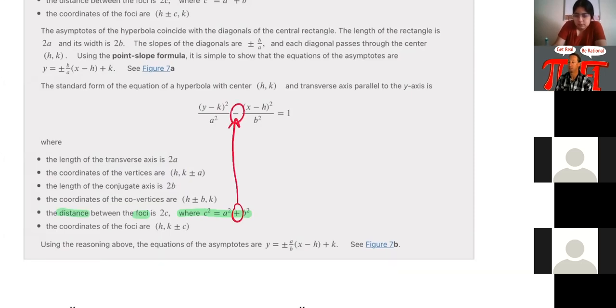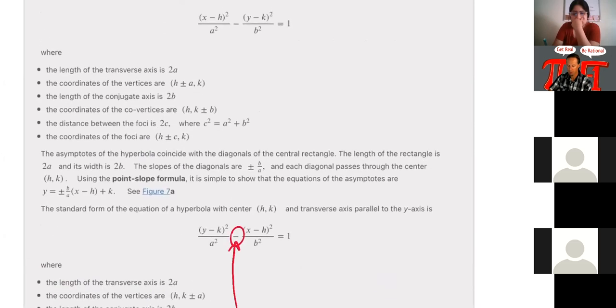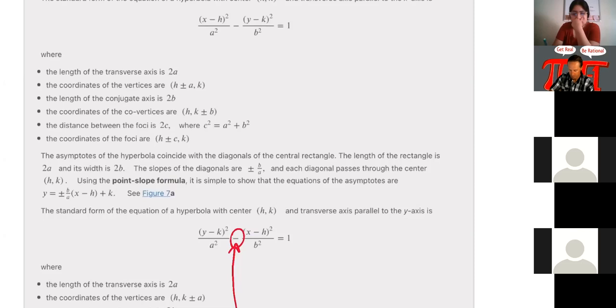It's always going to be the opposite of whatever our original is. Because remember, with the ellipse, it was a plus here and it was a minus here. But for these, it's a minus here, so it's going to be a plus here to find that focal distance. There's also those values that we're going to be talking about for the asymptotes.